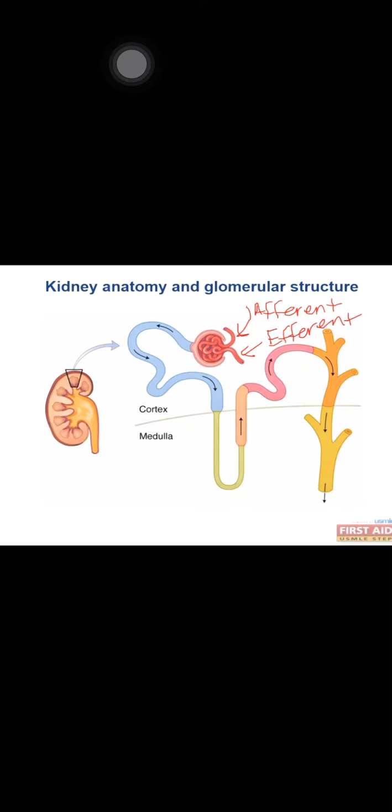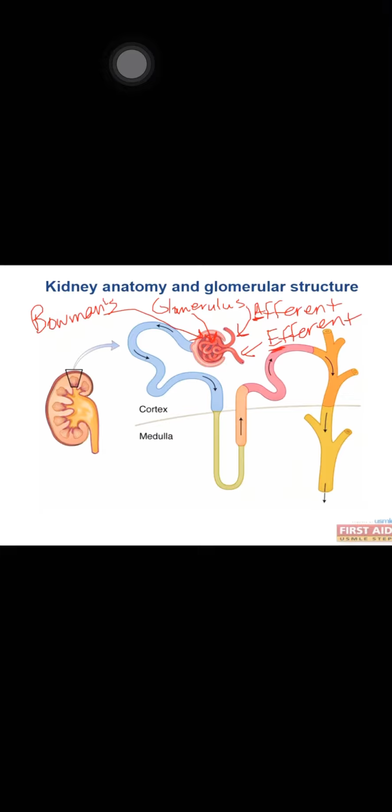The way that I remember afferent versus efferent is that afferent, the A is for arriving, and efferent, the E is for exiting. So the afferent arteriole is bringing blood or arriving at a tuft of capillaries called the glomerulus. This is where the filtration of the blood occurs. Plasma from the blood is filtered into the beginning of the nephron called Bowman's space.